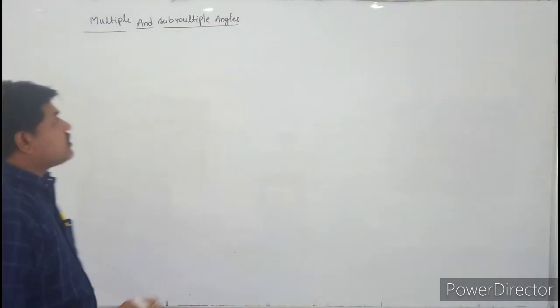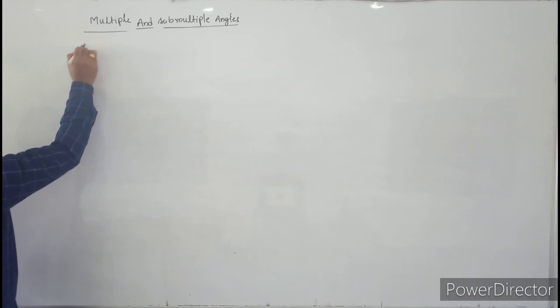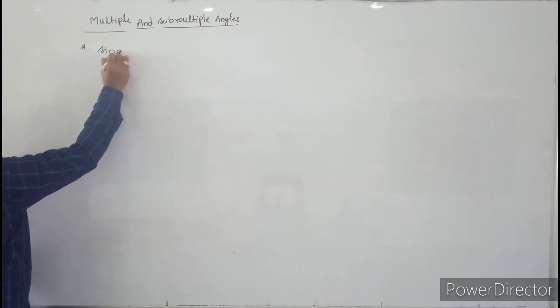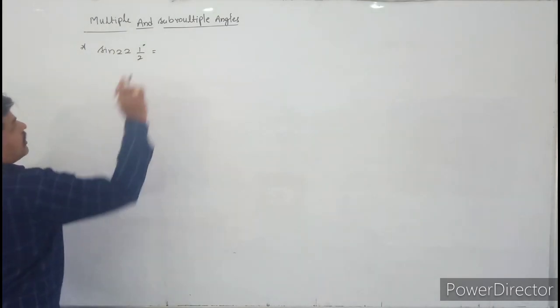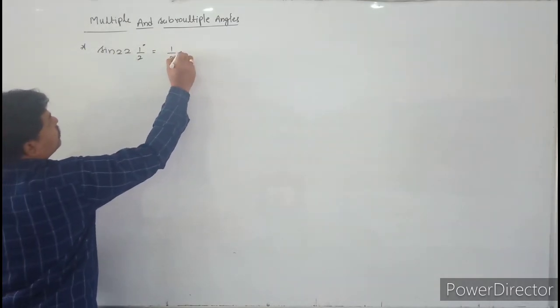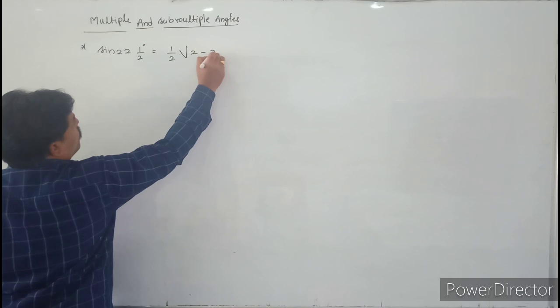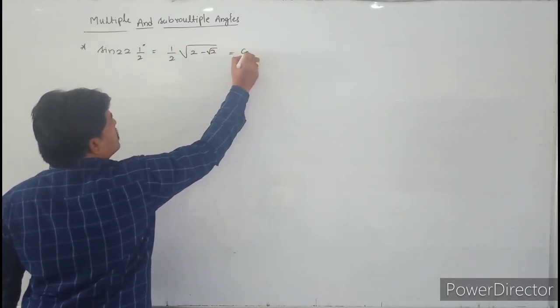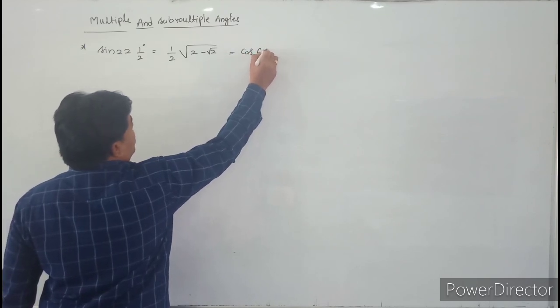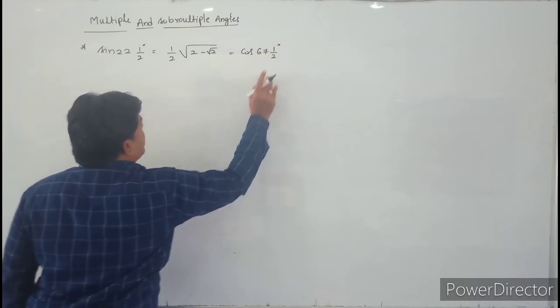So see next, students. What is that? The values are sin 22.5 degrees. These values you have to remember. That is 1 by 2 into square root of (2 minus root 2). So sin 22.5 is nothing but cos (90 minus theta), that is nothing but cos 67.5 degrees.